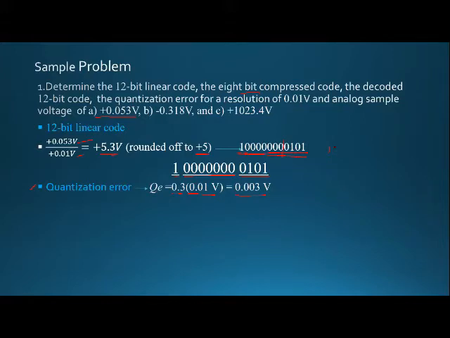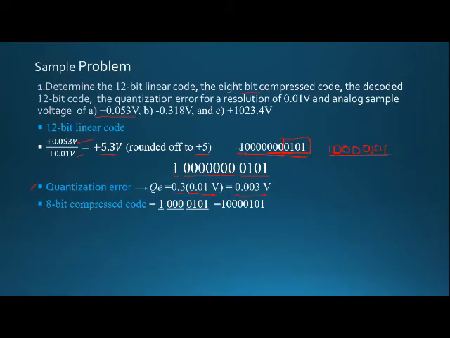Then this 0, we have to convert it into a 3-bit binary code. That would be 0, 0, 0. We have 4 remaining bits, and the 4 least significant bits would be our quantization interval. Since we automatically have 4 remaining bits here, this would automatically be our quantization interval. So that would be 0, 1, 0, 1. That would be our 8-bit compressed code: 1 000 0101.